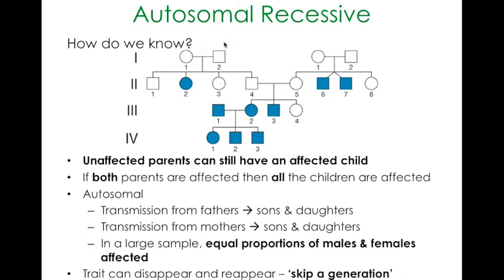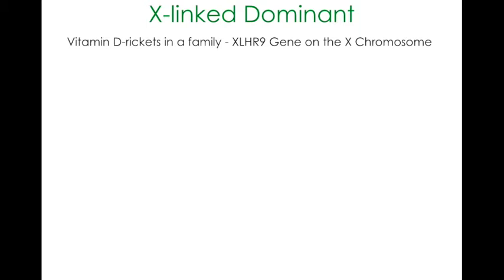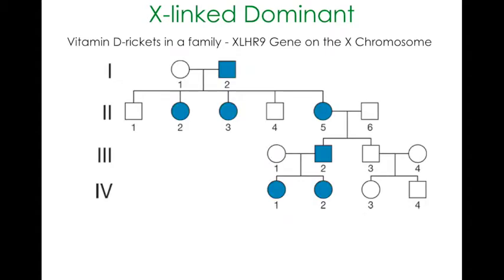Okay. All right. Let me talk about the X-linked conditions, because they're a bit harder to pick out, but hopefully you'll be able to see them once we identify them. Okay. So vitamin D rickets in a family is located on the XLHR9 gene on the X chromosome. Okay. And here is a pedigree showing an X-linked dominant trait.